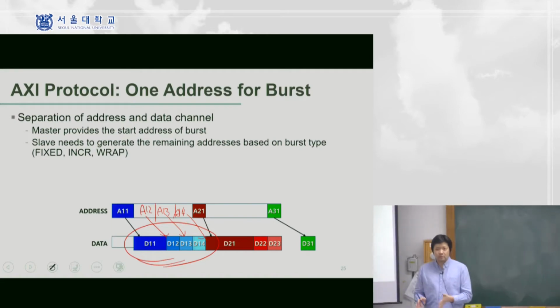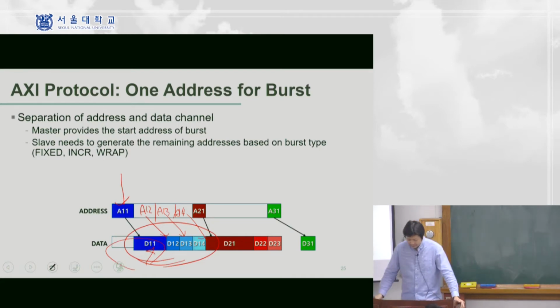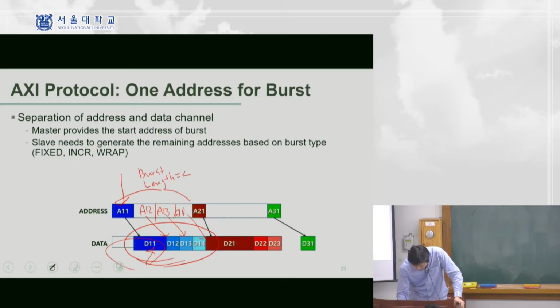But this AMBA bus, this AXI standard, supports burst transactions. The idea is you only send the first address, the starting address, and a burst length. Then the slave will internally calculate the addresses to read 4 bytes for this single request. In this case the burst length is 4 actually. So you just send one address, but the 4 pieces of data will come back.